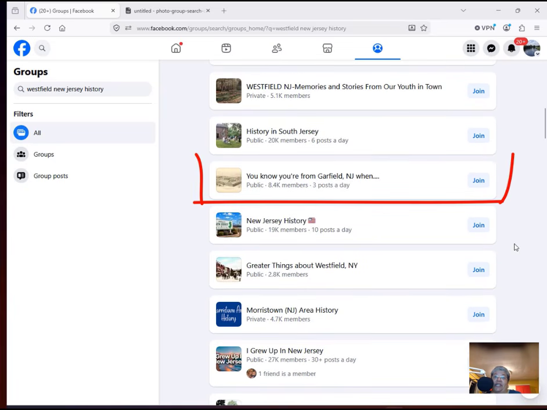You know you're from Garfield, NJ, when... Garfield isn't Westfield, but it is in New Jersey. And you may be thinking, well, it could be really close. Well, it's not. It's 26 miles away in a different county. Back in the day, that was a long way. The only reason my Facebook search on Westfield is showing it here is because it shares "field" in its name.